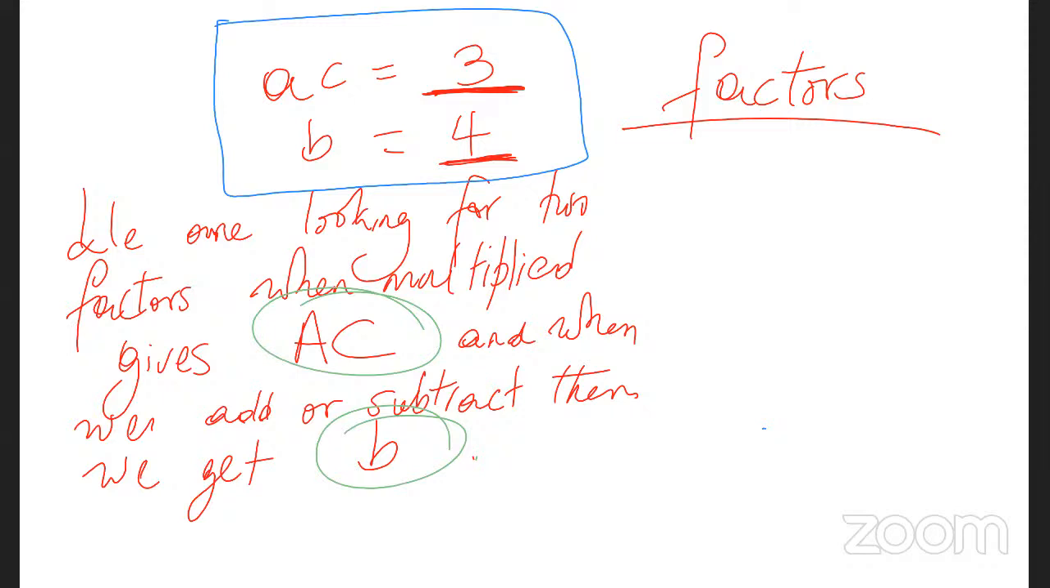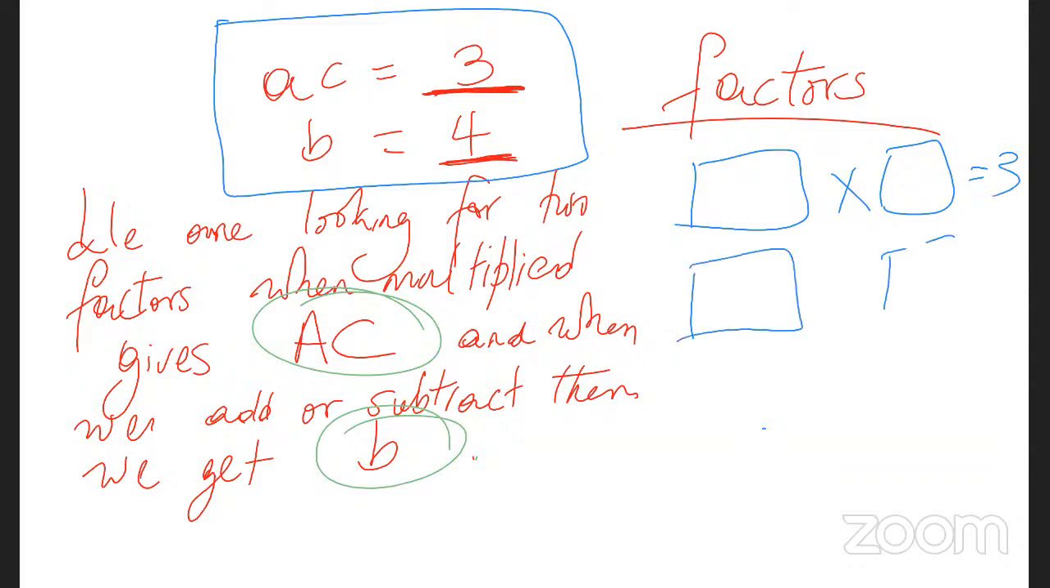Yes, miss. Tell me two numbers. When you multiply them, so we're looking for two numbers. You're going to be writing down two numbers here. When you multiply them, it must equal 3. When you add or subtract them, so it can be that you add them, or it can be that you subtract them, it equals 4.